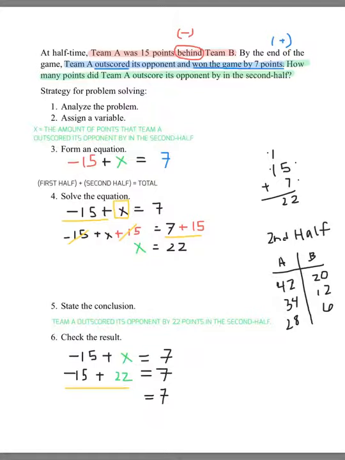So what we want to do is note that we have a negative 15 and a positive 22. So what we're going to do is take the absolute value of both and subtract the bigger from the smaller. So here we go. The absolute value of 22 is equal to 22. And the absolute value of negative 15 is equal to 15. So of these two, the 22 is bigger. So we're going to go ahead and do the 22 above and the 15 below.